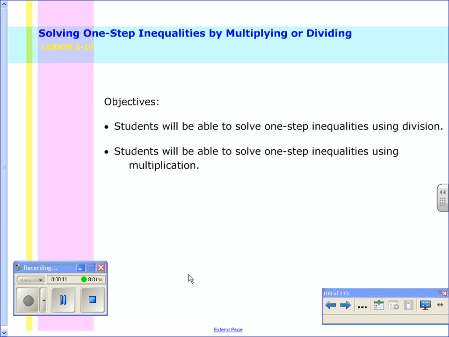In tonight's lesson, we have two main objectives. First, you will be able to solve one-step inequalities using division. And secondly, you will be able to solve one-step inequalities using multiplication.